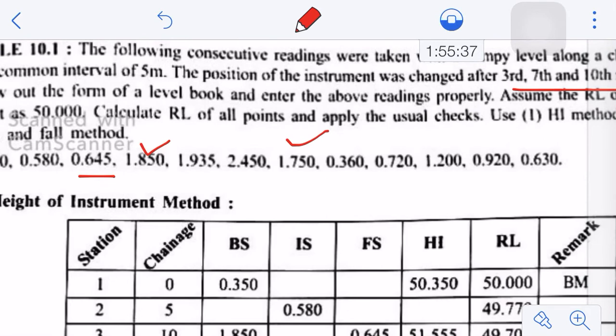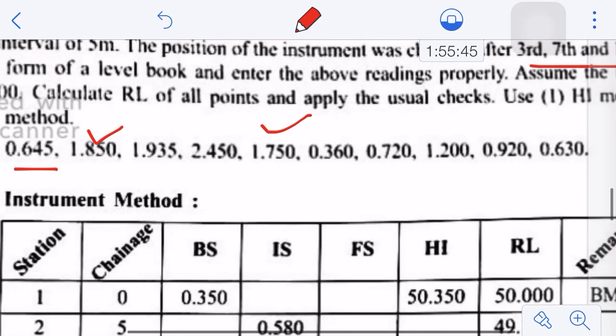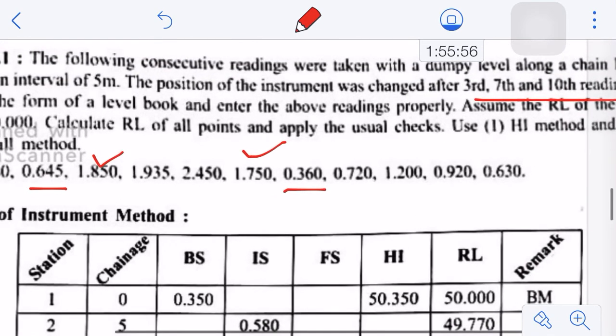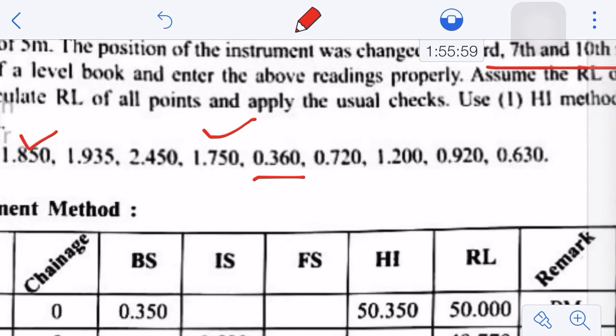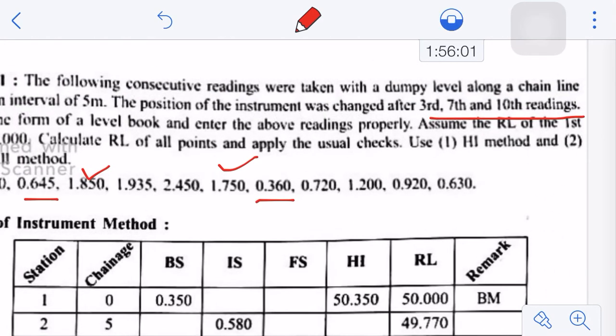We have already given that you are also changing your instrument's location after your 7th reading. So 1.750 is your FS, right? Then again you will observe that 0.360 is automatically recorded as your BS reading, because it is your new reading at the new instrument location after your 7th point. And then finally your 0.720 is recorded as your IS, 1.200 is also going to be recorded as your IS, until you finally reach your 10th reading, and the 10th reading is nothing but your 1.200, this one.